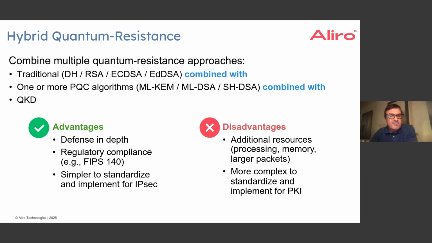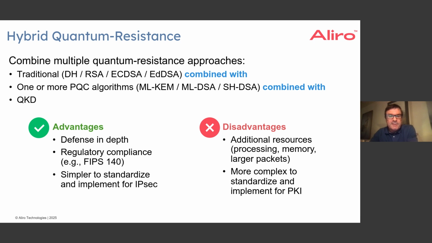The second advantage is that it helps with regulatory compliance. Many security standards and regulations have not yet been updated for post-quantum, and they still require the use of quantum vulnerable algorithms such as Diffie-Hellman and RSA. By including them in the hybrid mix, you can be compliant with the regulations.